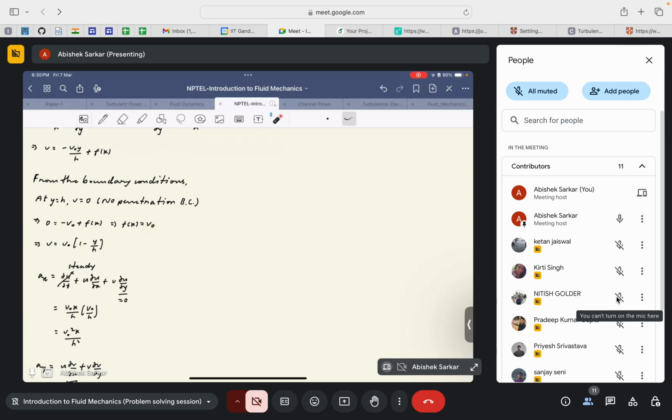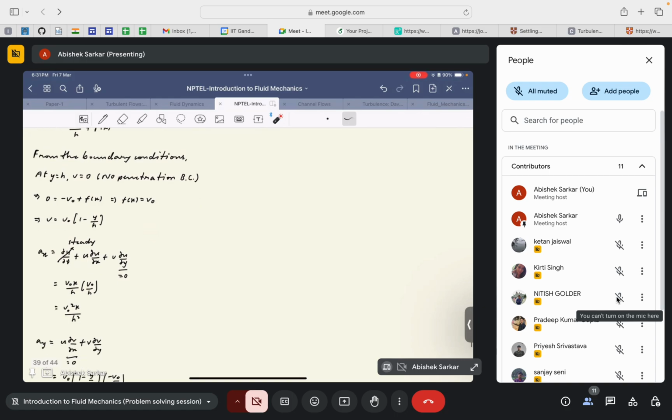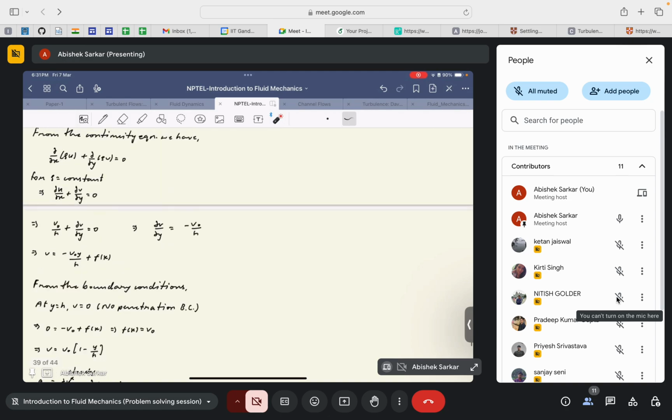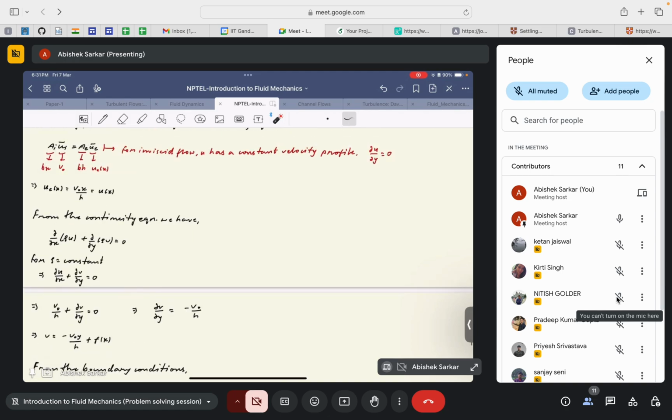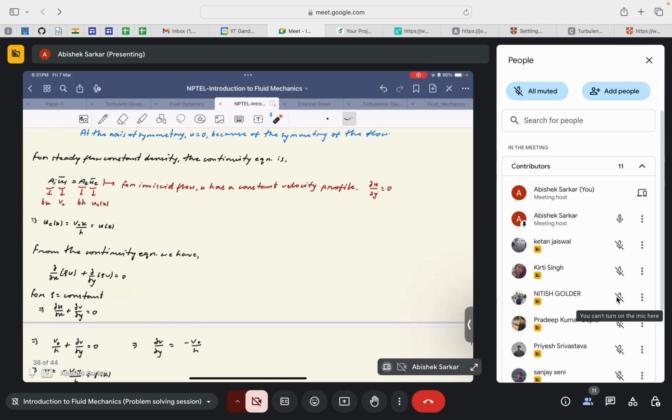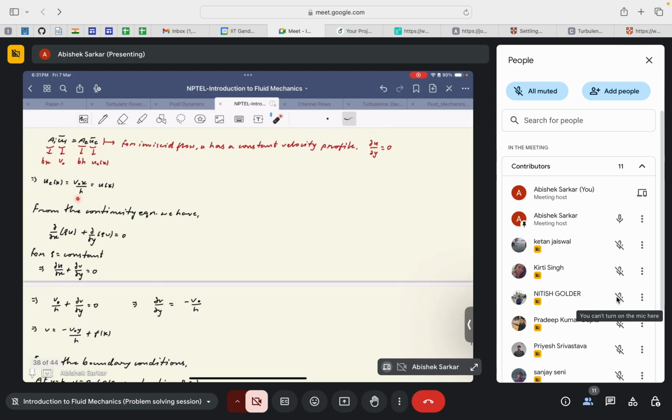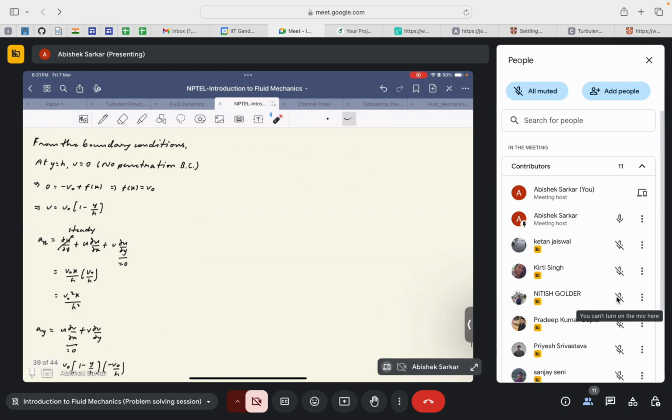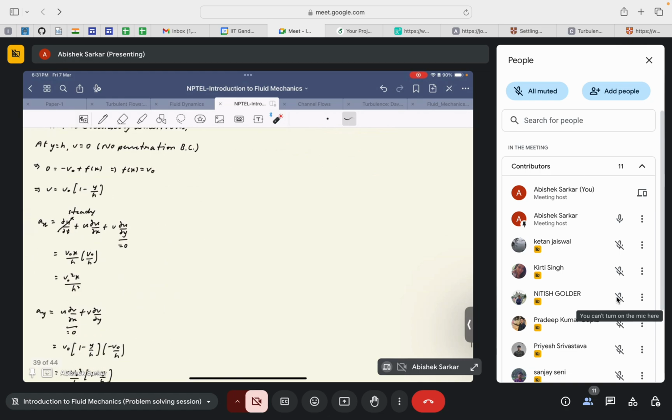And once you substitute the value of f of x in this expression, we'll get v as v naught times (1 minus y by h). Okay, and now you have the value of both v and u. So from that you can easily find the expression for acceleration. So ax would be given by ∂u/∂t plus u ∂u/∂x plus v ∂u/∂y.